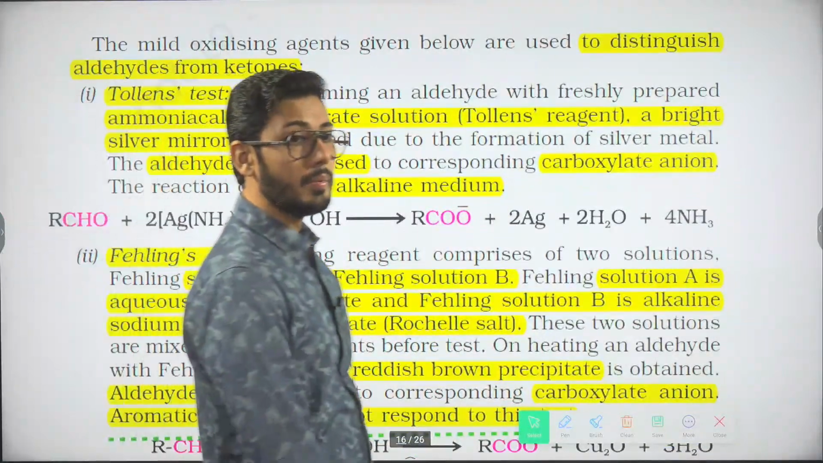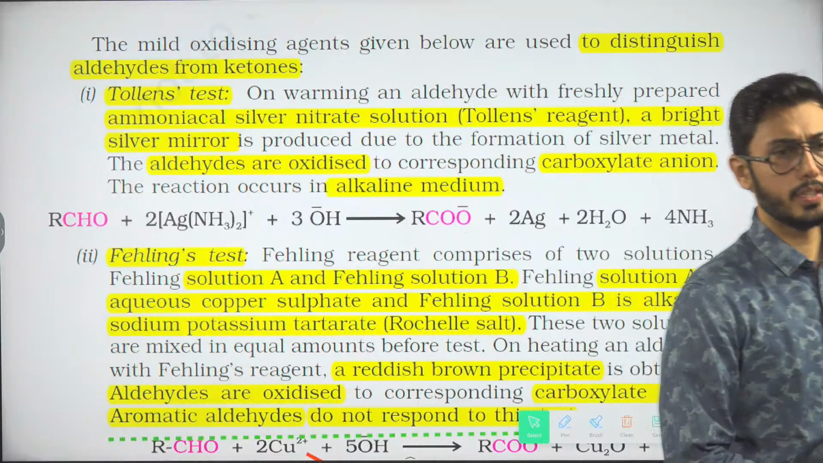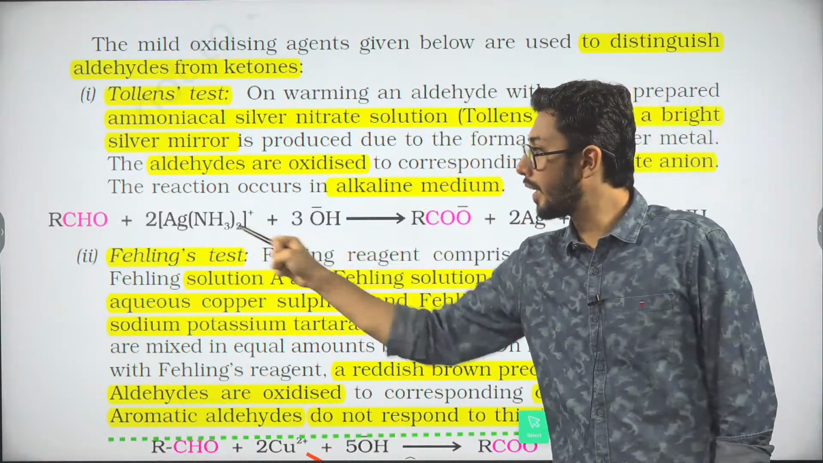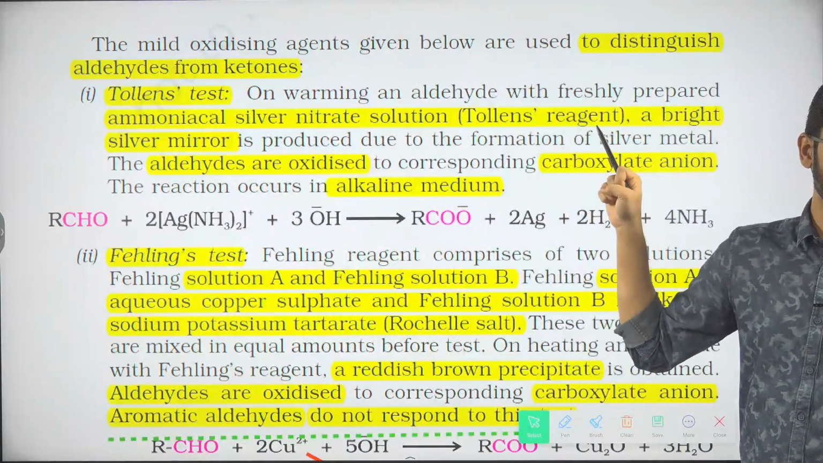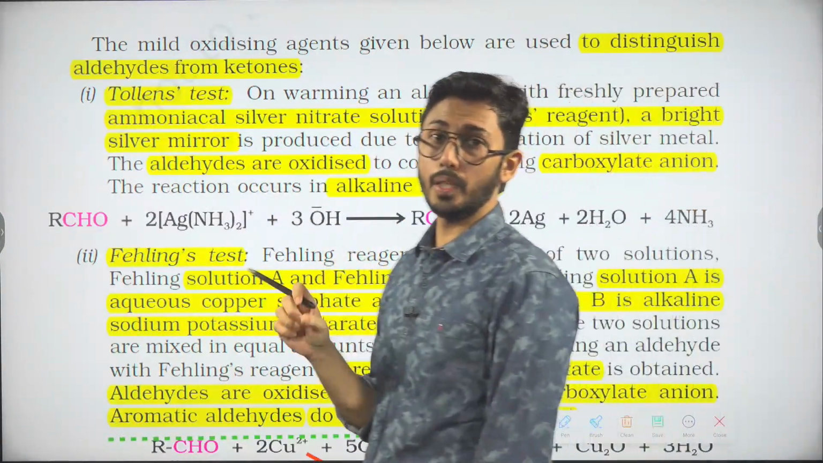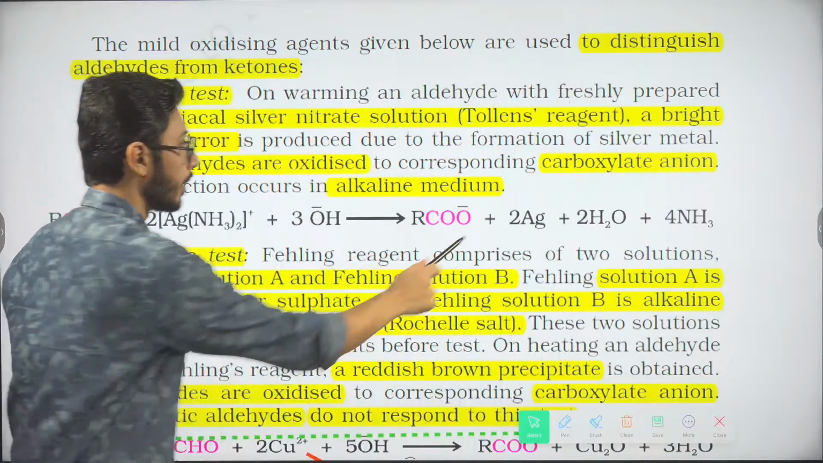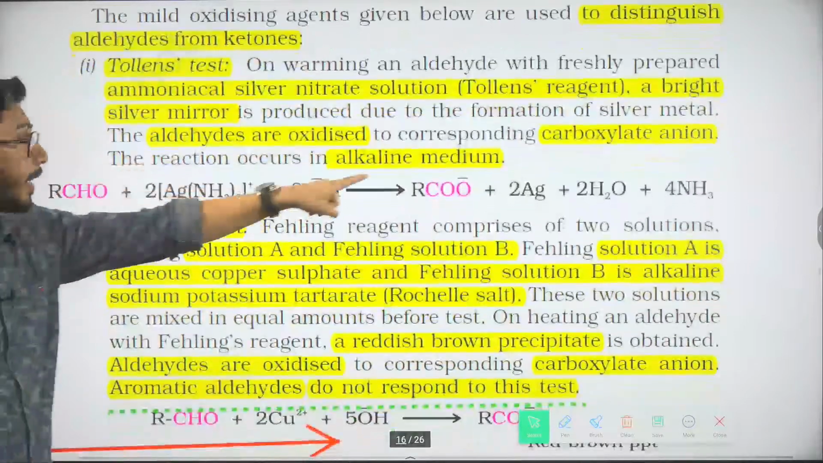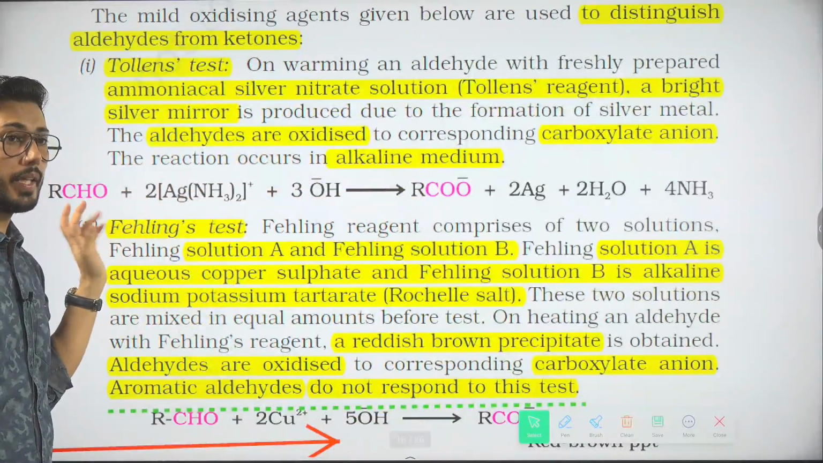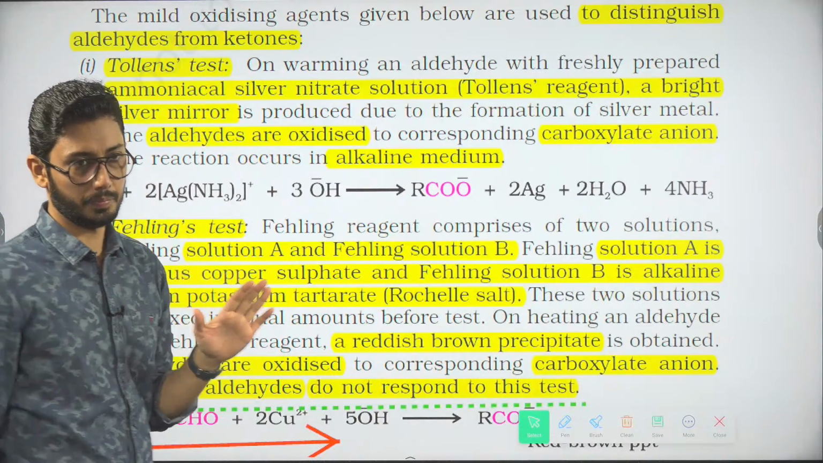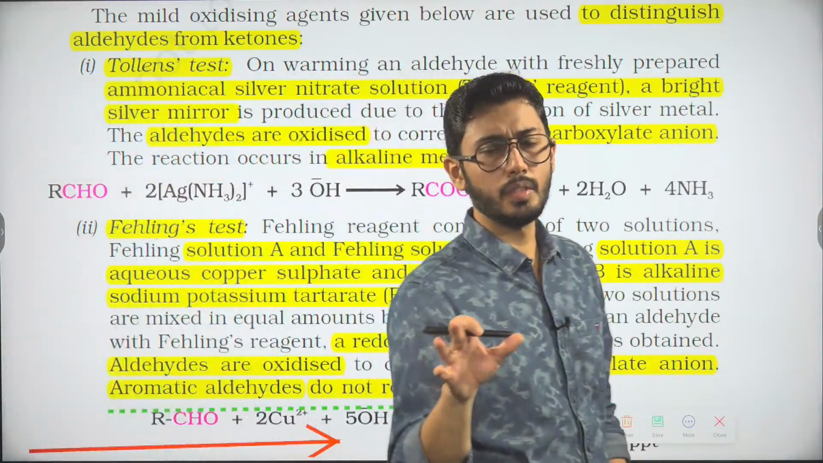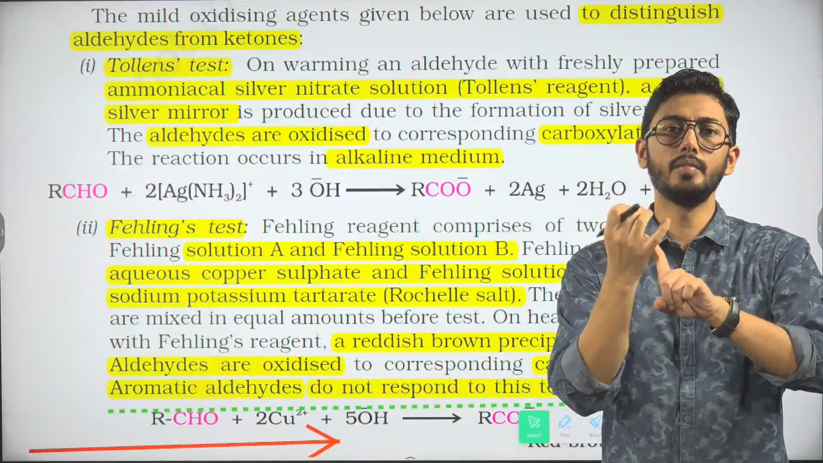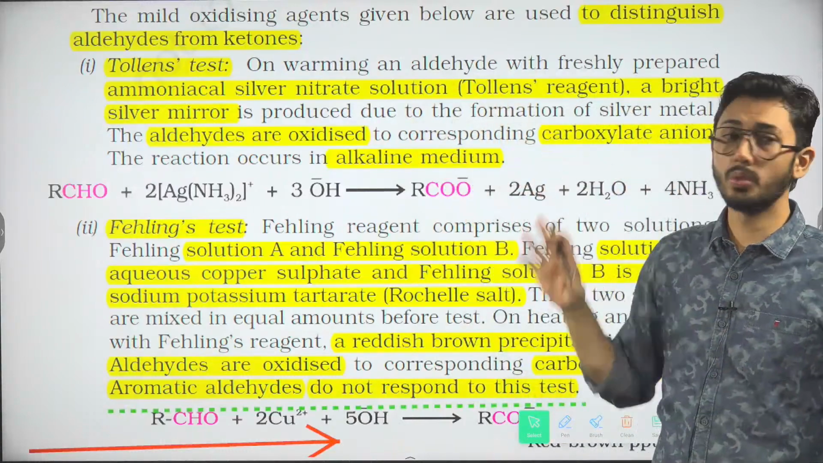Then next is some tests: Tollens test, Fehling solution test. Tollens test, which reagent? Ammoniacal silver nitrate solution. This is the Tollens reagent. Observation in the Tollens test: silver mirror or silver deposition, Ag is there. Which medium? Alkaline medium. This test is given by aldehydes, not by ketones. General point, remember, carboxylic acids will not give this test, though formic acid can. So at minimum, remember aldehydes give the Tollens test. Ketones do not give the Tollens test.